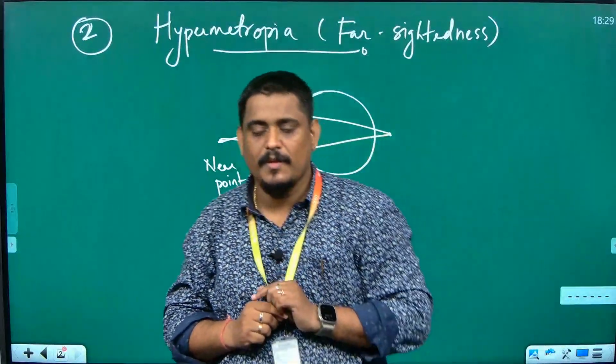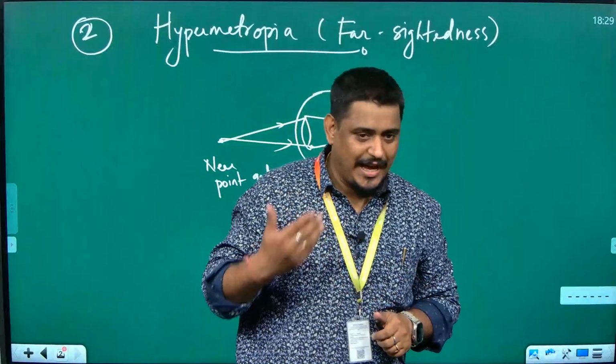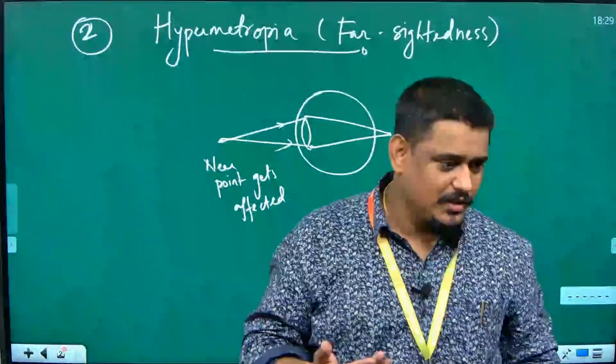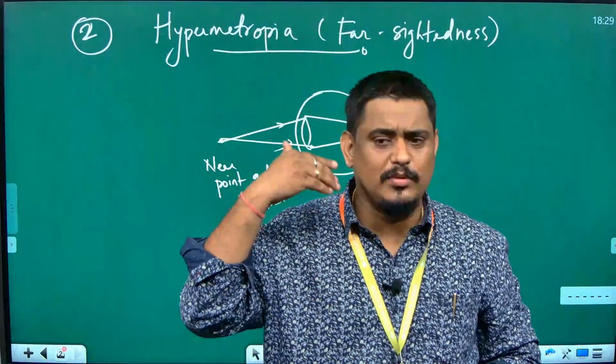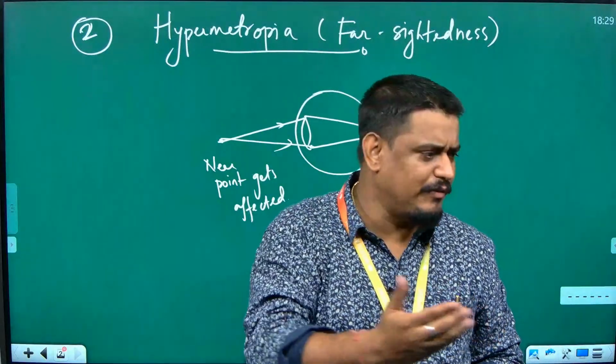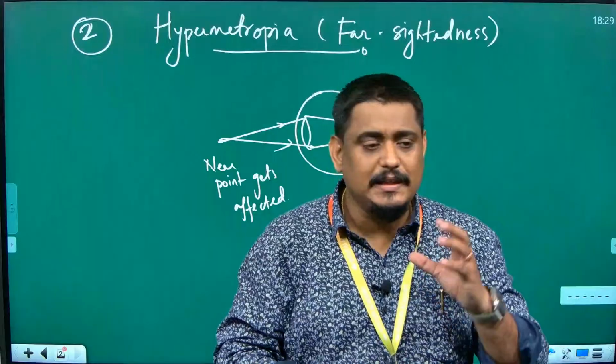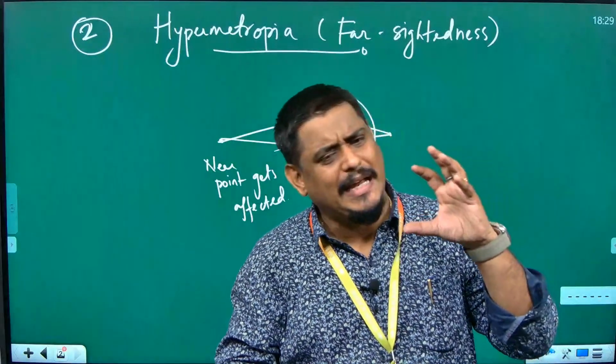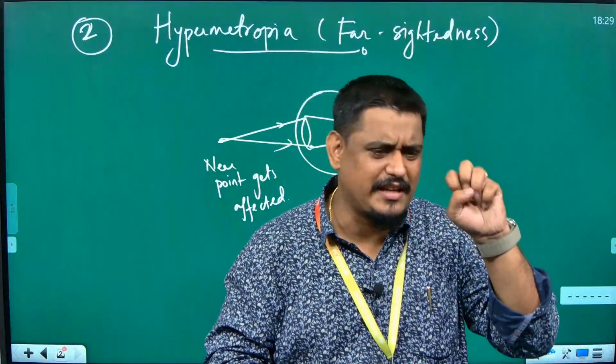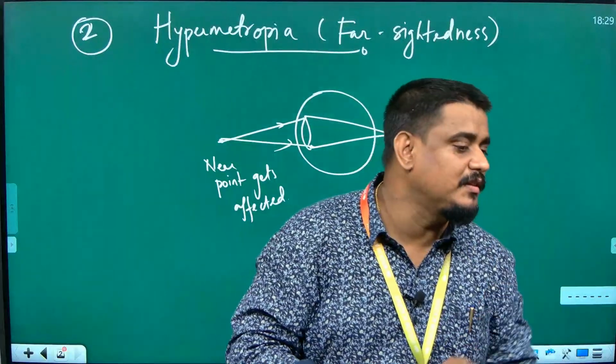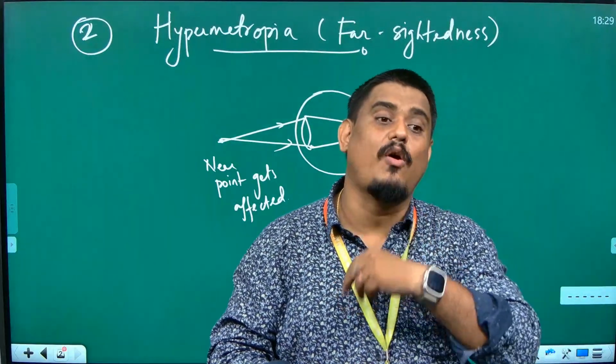Now, with age, as you go through life, 30, 40, 50, 60 years, our ciliary muscles would have gone through so many times of compression and relaxation that the muscles become weak. And that causes this kind of defect.